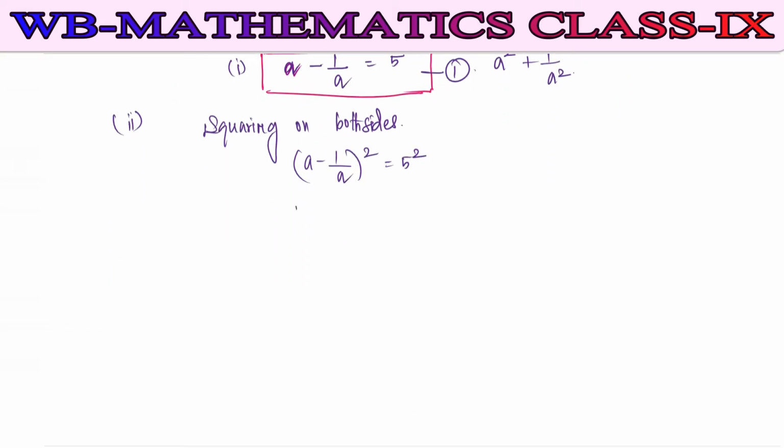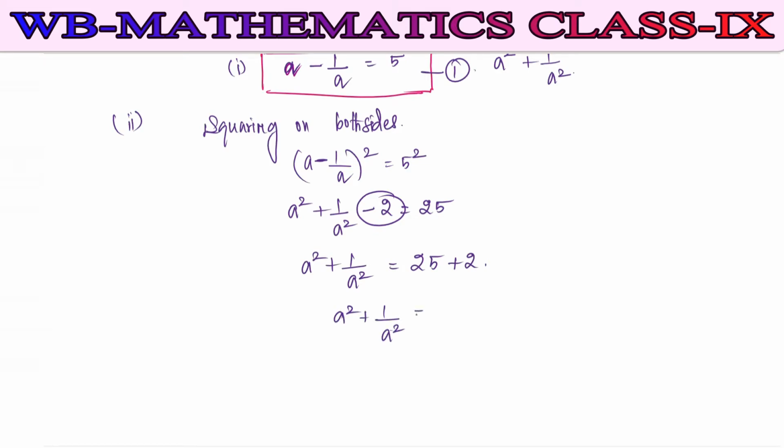So the formula a square plus 1 by a square, we have minus here. So you will get a square plus 1 by a square minus 2 is equal to 5 square, it is 25. So finally we got a square plus 1 by a square minus 2 is equal to 25. When you shift this minus 2 to the opposite side, here it will become plus 2. A square plus 1 by a square is equal to 27.